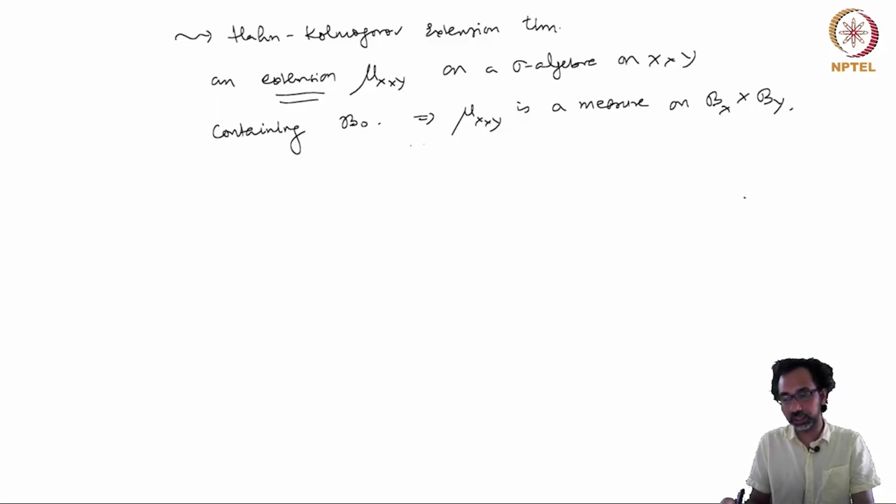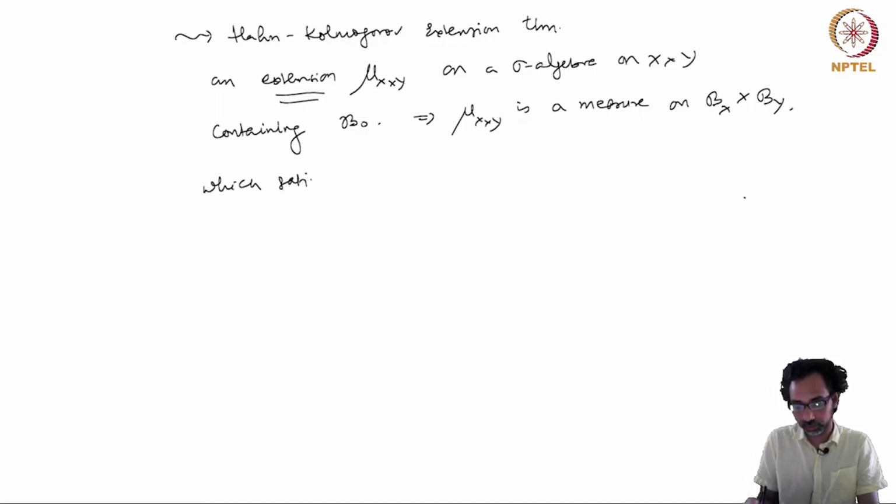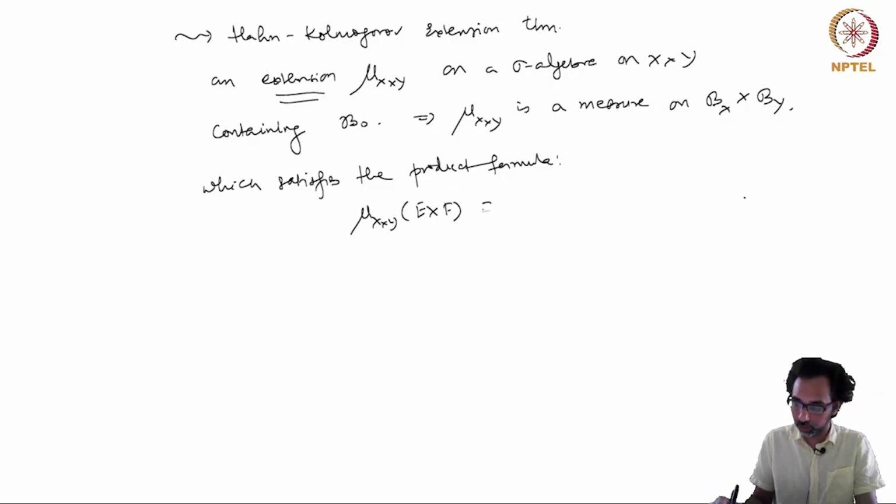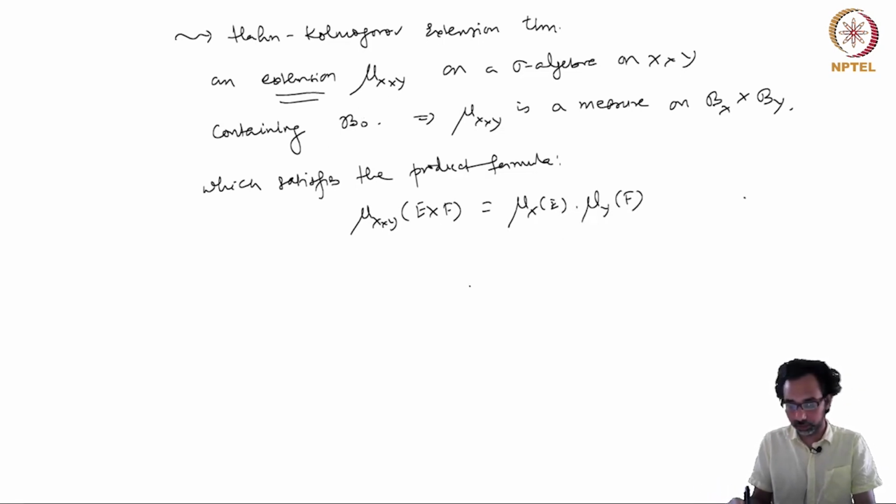and it automatically satisfies the product formula that mu x cross y of E cross F is equal to mu x of E times mu y of F, because it is extending the pre-measure defined on B naught.